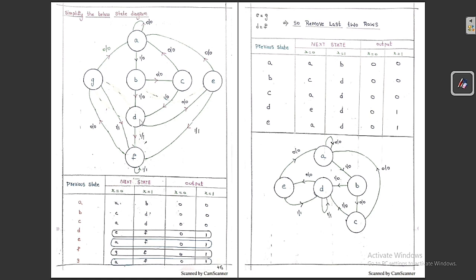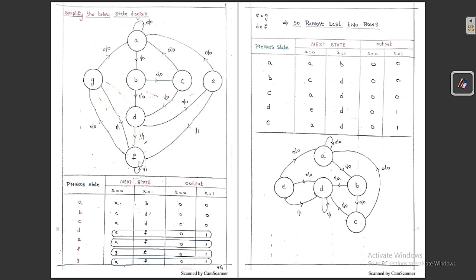Similarly from D, you can see clearly, if you give input x is equal to 0, then we are moving to state E with an output of 0. Suppose if we give input x is equal to 1, then we are going to move to state F with an output of 1. Similarly, from E, if we give input x is equal to 0, then I am going to move to state A with an output of 0. If I give input x is equal to 1, then I am going to move to state F with an output of 1.